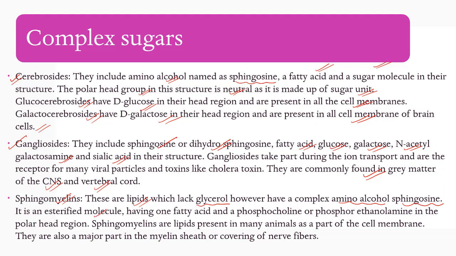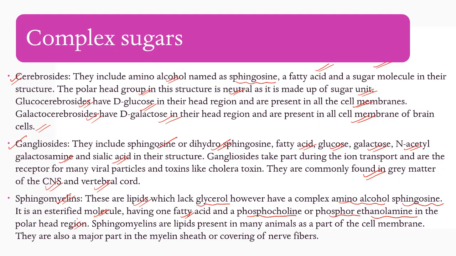It is an esterified molecule having one fatty acid and a phosphocholine or a phosphoethanolamine in the polar head region. So they all have the amino alcohol sphingosine, and along with it an esterified fatty acid and a phosphocholine or phosphoethanolamine in the polar head region.